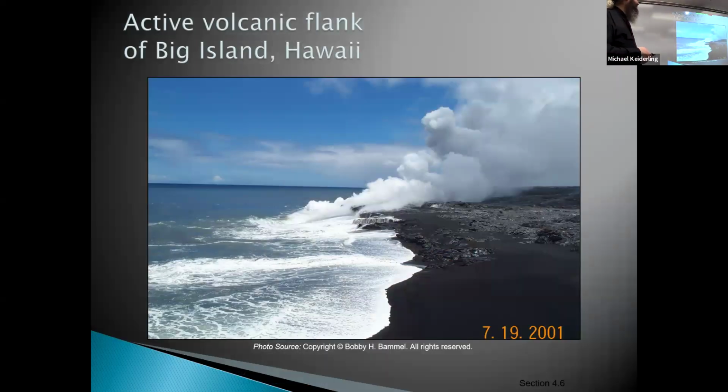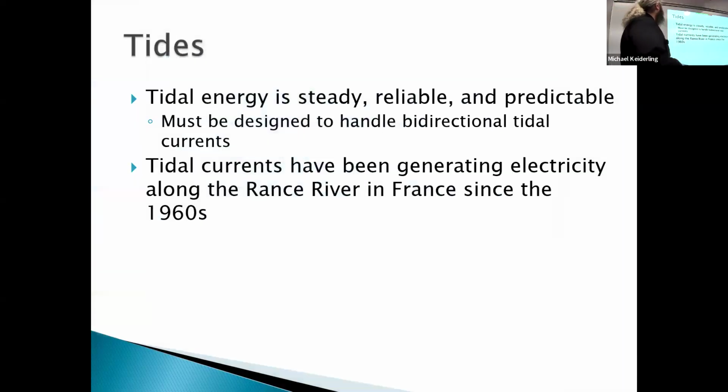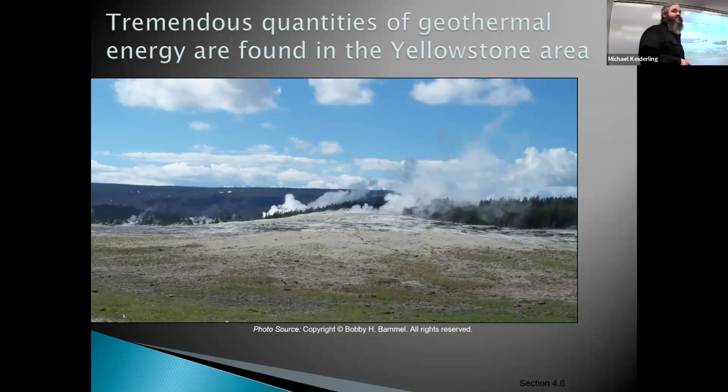Here's an example of an active volcanic flank from the big island of Hawaii. You can see this is where molten lava is falling in the ocean. It's not hard to guess that geothermal energy would be effective around here. The Yellowstone area has tremendous amounts of geothermal energy. It's just not terribly economically viable to tap it because there's just not that many people around there, it turns out. But it's on another magma hotspot.